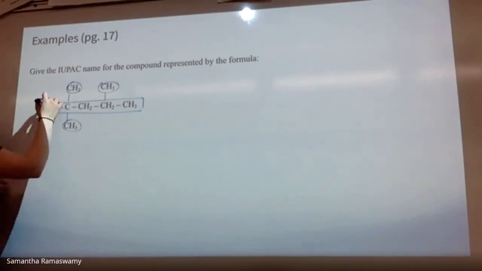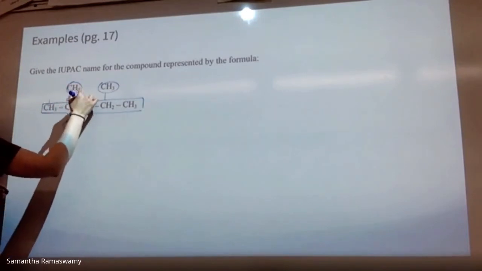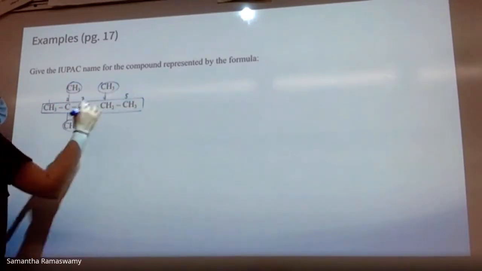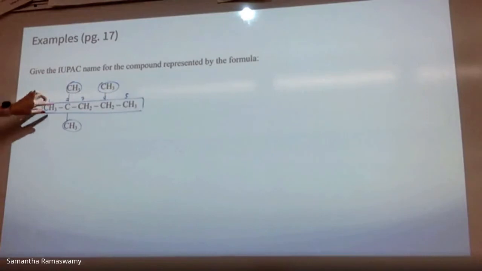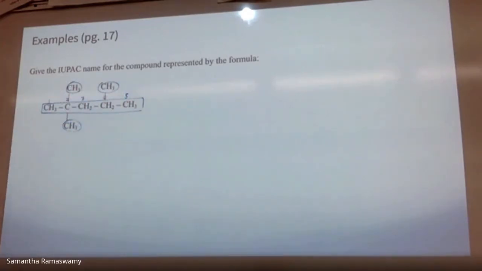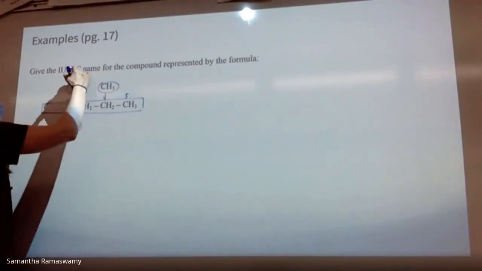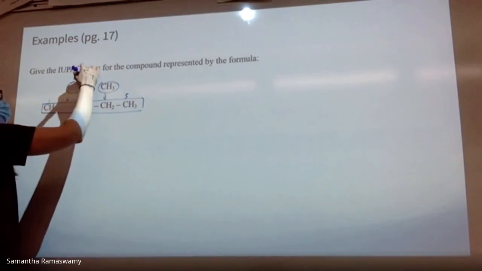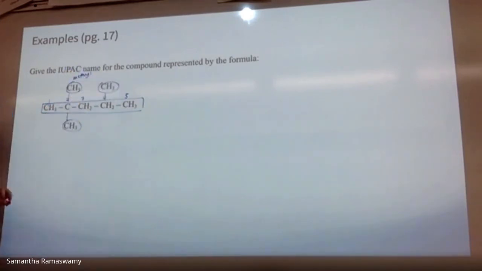I'm going to actually choose to number this way. Here's why: this way, 2 of my methyl groups have the number 2. If I went the other way, 2 of the methyl groups would have the number 4. You want the lowest numbers possible. Now, all 3 of these are methyl groups.